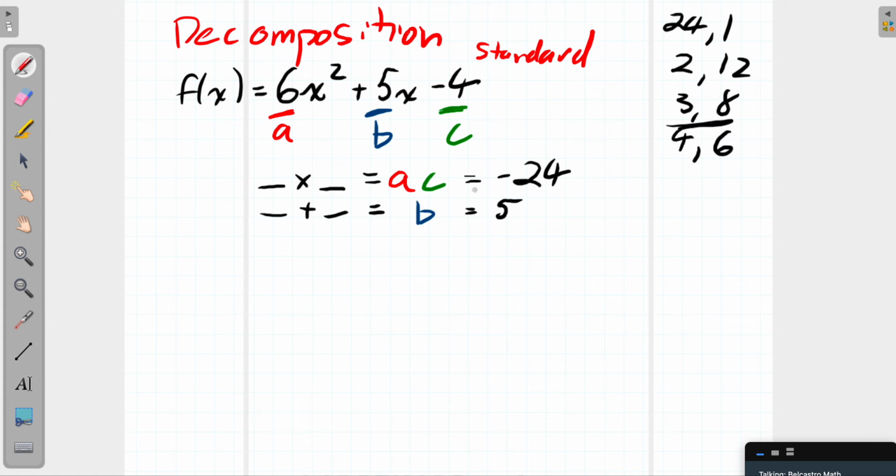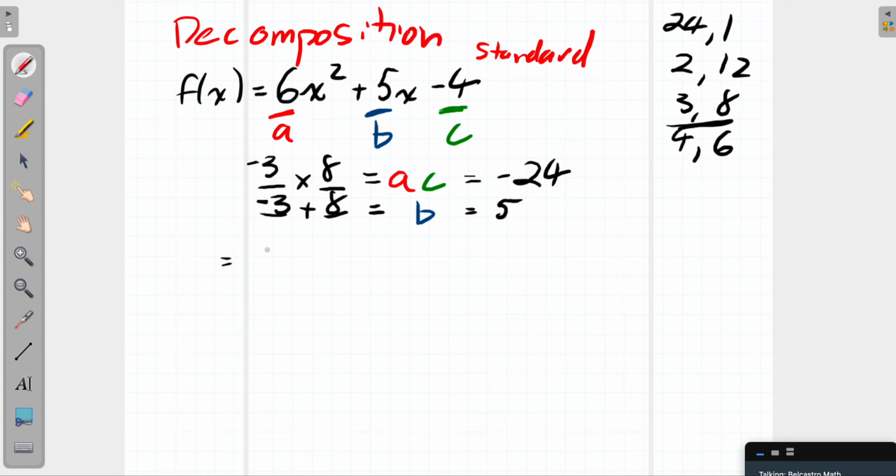3 and 8, I get the feeling, are going to be our culprits just because the difference between them is 5. And this is going to be a negative. So let's say I do 3 times 8 and 3 plus 8. 3 times 8 will give us 24, but one of those has to be negative. And 3 plus 8 doesn't quite give us 5, but if I subtract them, they would. In fact, -3 plus 8 gives us 5. So we're going to say this is -3 times 8.